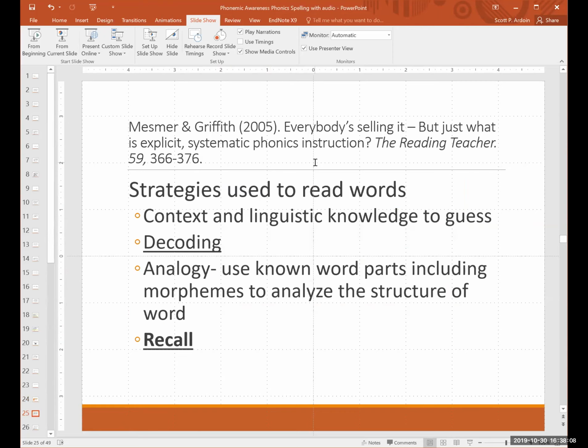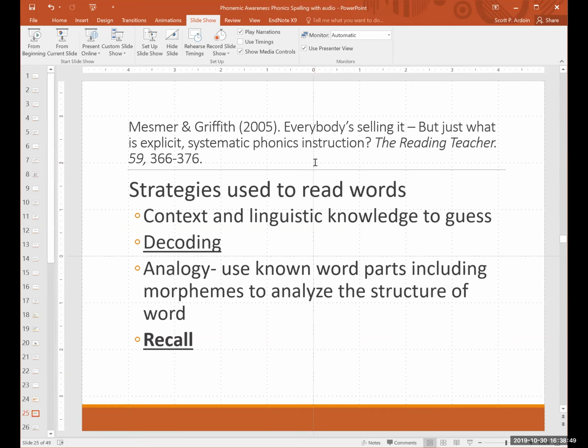So you all read this article, but there are some important things I wanted you to look at, in addition to those questions that I will present you with to make sure you know. The Mesmer and Griffiths article, I think it's not a study, but it's very descriptive and gives some important information. So, what is explicit systematic instruction? One of the things Mesmer and Griffiths say is that reading involves recognizing words and then understanding the individual and collective meanings of those words, with the ultimate goal being to get the meaning of the text.